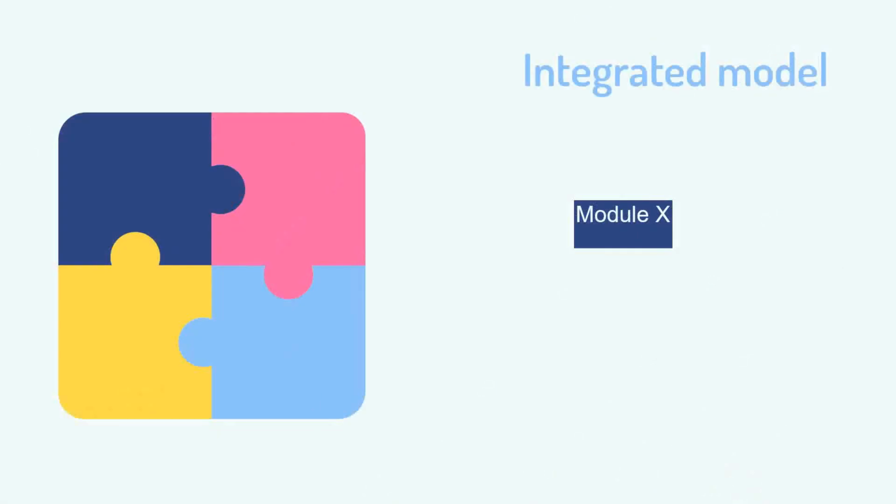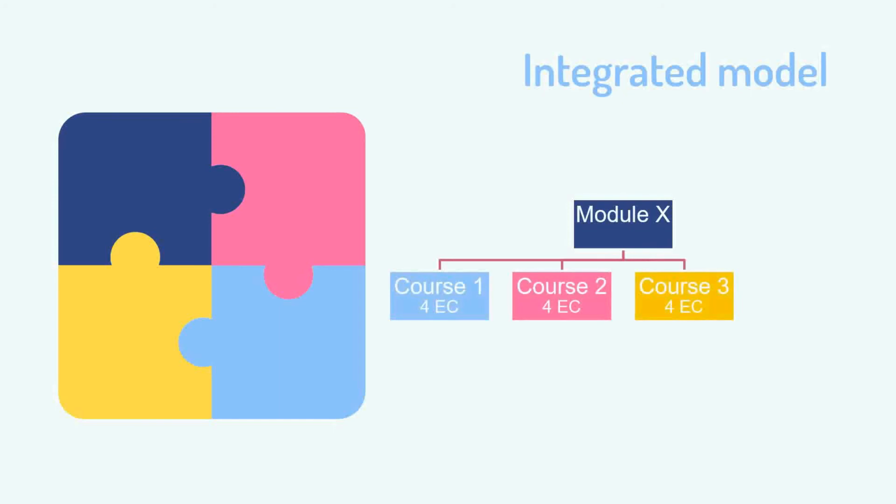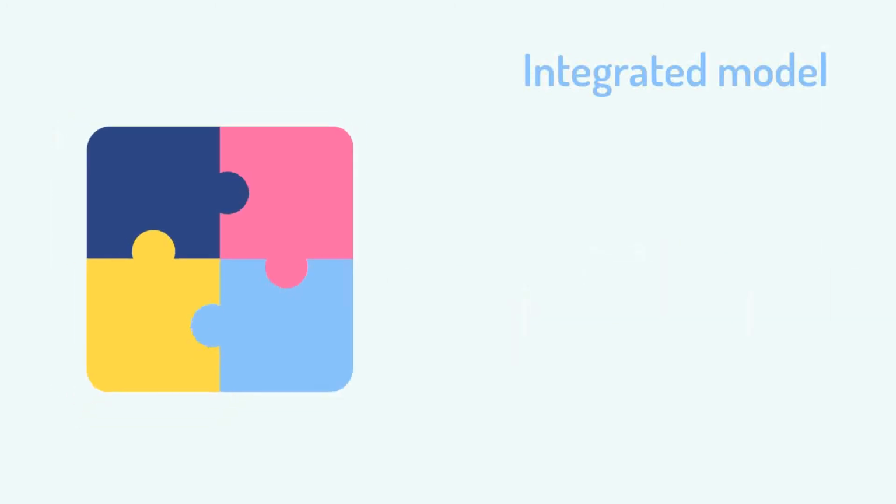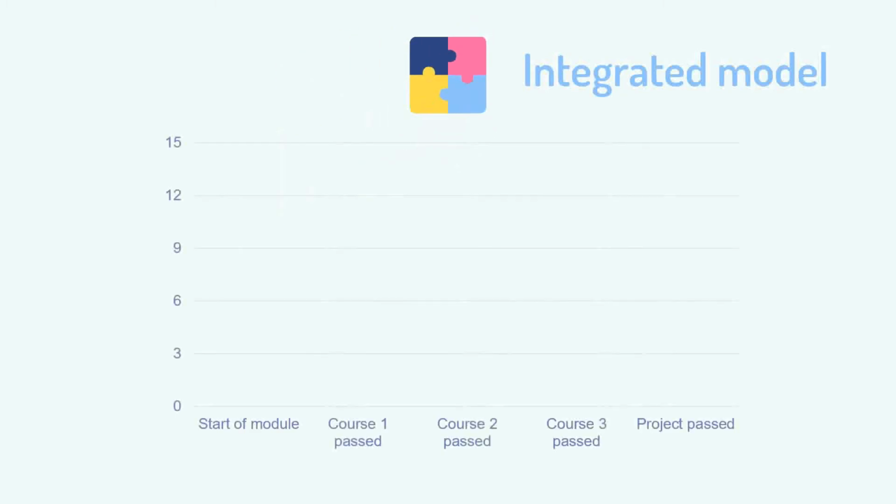Let's first look at an integrated module. This is basically how the education was organized in the 2019-2020 academic year and before at the university. Let's quickly go through this. As an example, we take a module in which you have 3 courses of 4 EC and a project of 3 EC. As this is an integrated module, the entire module is one study unit of 15 EC. You can either receive all 15 ECs or no ECs. Let's look at the timeline for an explanation.